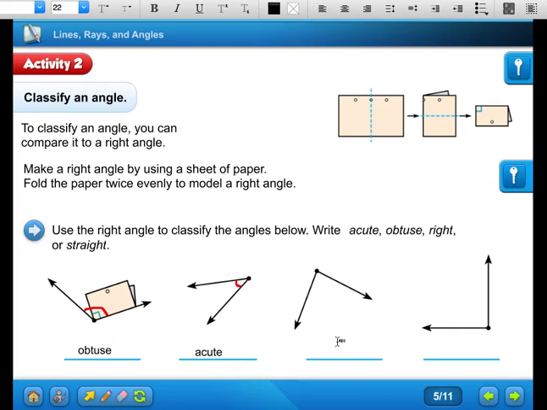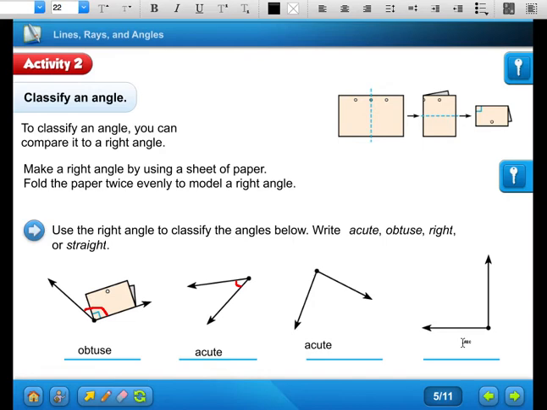What do you think about this one right here, this third angle? This one is a little tricky. You might want to get that paper out and really look, because if you check it, you would see it's not exactly square. It is a little bit smaller, so it would be an acute angle. It looks very close to being straight, and it looks very close to being right, but if you get that paper, you would notice that it's not.